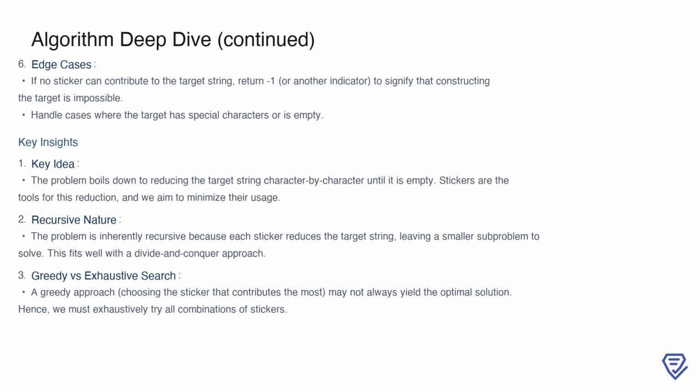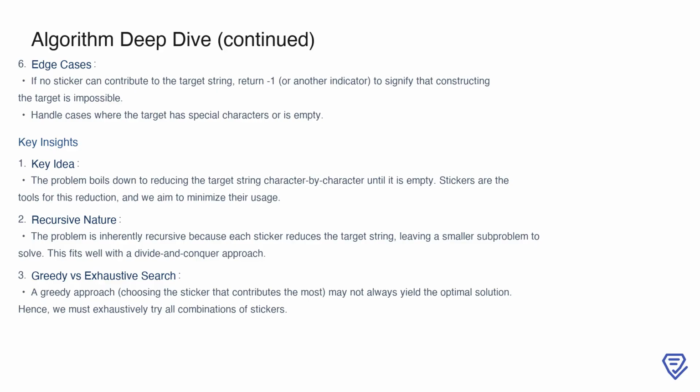When designing the algorithm, it's crucial to account for edge cases. For instance, there might be situations where no sticker contains any of the characters required for the target. In such cases, we return -1 or another indicator to signal that constructing the target is impossible. We also need to handle special cases like an empty target string, which, as mentioned earlier, requires 0 stickers.